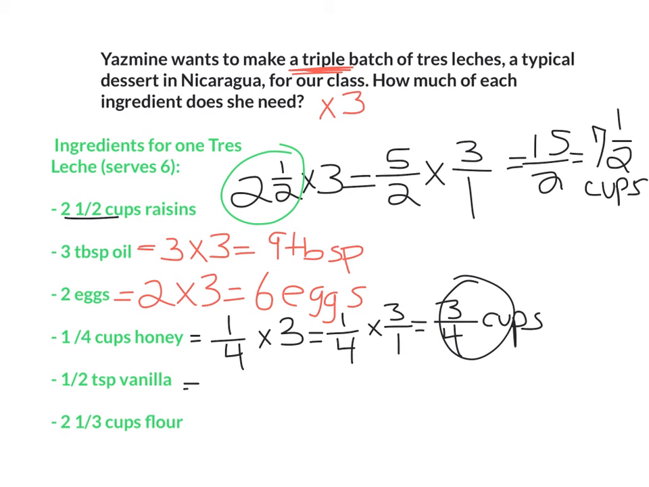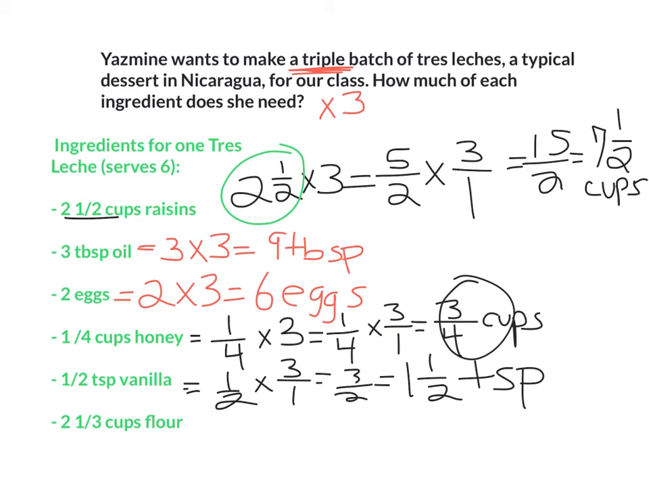Now, if we look down here, again, 1/2 teaspoon of vanilla. This one isn't so bad. Take a 1/2, we triple it, we multiply it times 3. We end up with 3 halves. We can't leave it as improper. She's going to need 1.5 teaspoons, and teaspoon is TSP, 1.5 teaspoons of vanilla.